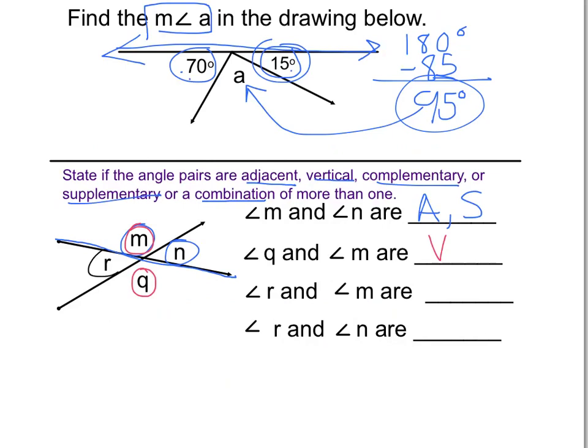Angle R and angle M are next to each other, so they're adjacent. They also form a straight line together, so they are supplementary. And lastly, angle R and angle N. R and N. Those are across from each other, so they're vertical. It's possible that those could add up to 90 degrees, but you can't tell from this picture, so we're just going to leave it as vertical.